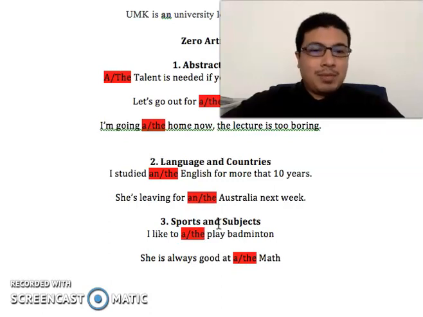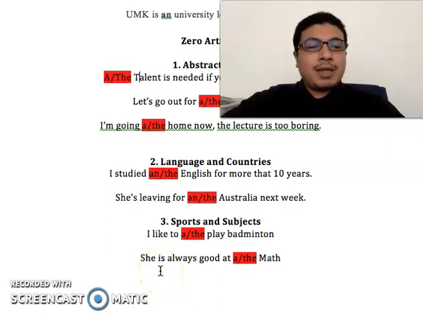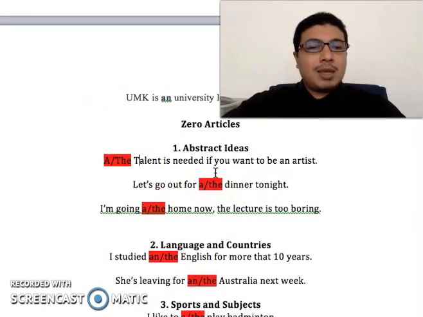And sports and subjects. I like to play badminton. You don't say I like to play the badminton or I like to play a badminton, because normally with sports and subjects like mathematics, we don't use articles. She is always good at math. You don't say she is always good at the mathematics or a mathematics. So with sports and subjects, language and countries, abstract ideas, things that we can feel but cannot touch, we don't use articles. So we say zero articles.